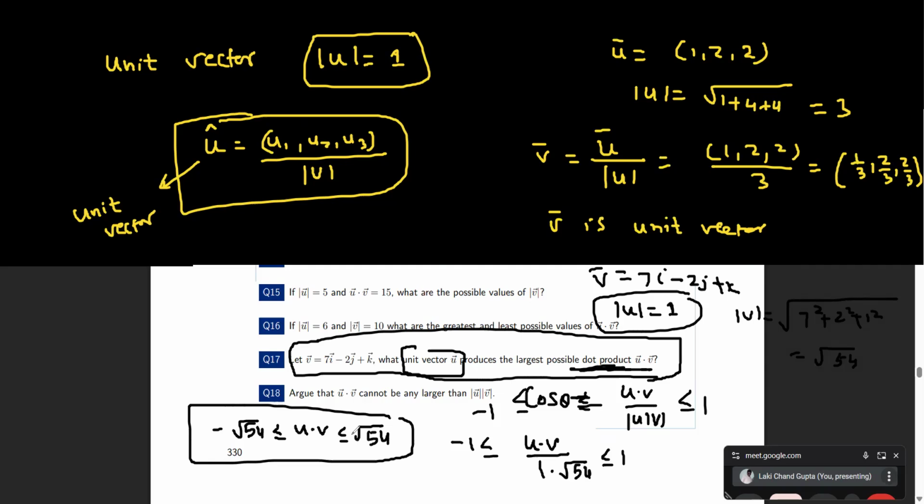But here we are saying, let V be a vector. What's the unit vector U that produces the largest possible dot product of U and V? Okay, so we have V, and we are talking about U. The largest possible value is the modulus, the square root of 54. So this is your answer.